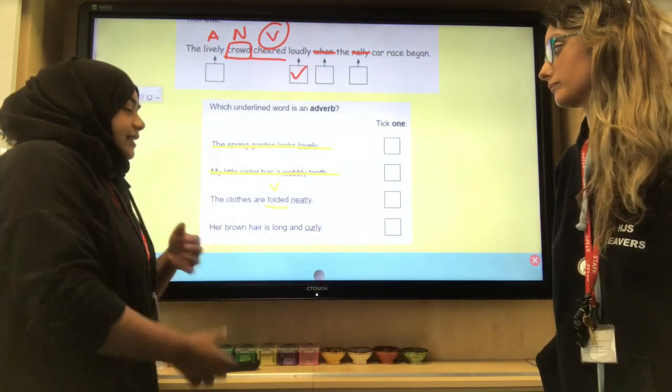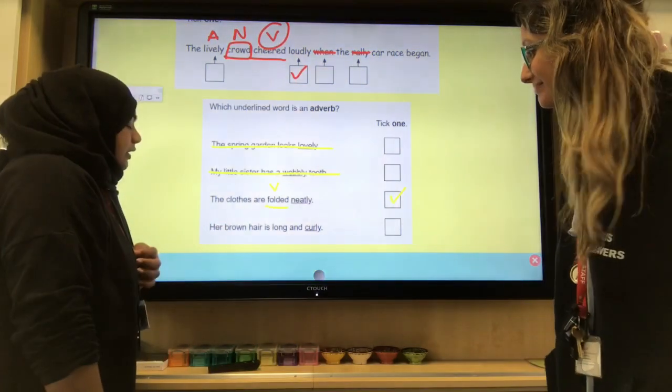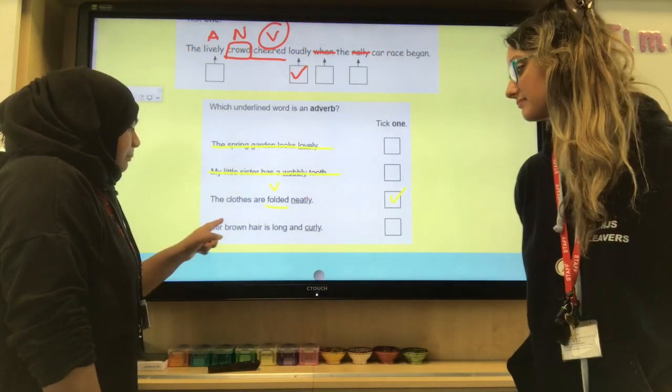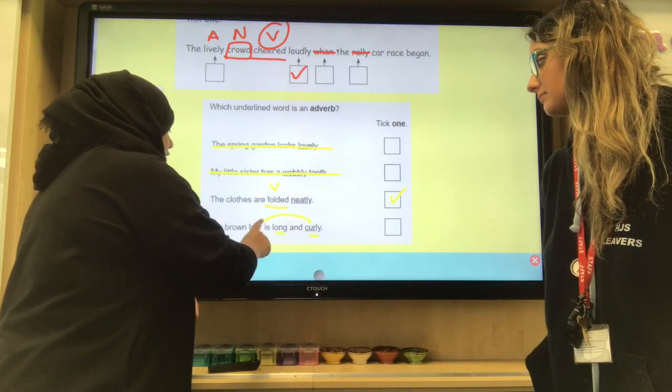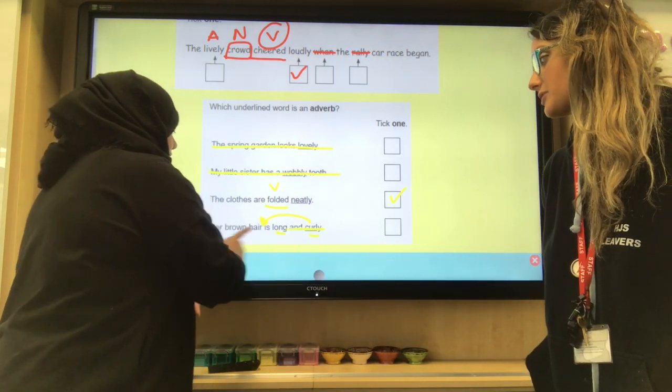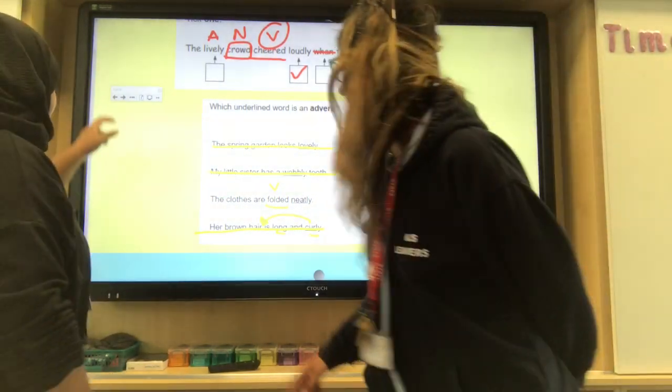They're folded nice and neatly. Not like Mrs. Gale's laundry. So we know it's this one. And then here, if we look at the last one, why can it not be this? Well, her brown hair is long and curly. Long and curly, they're both describing her hair, so they are adjectives. Okay, so hopefully you managed to identify the third one as the most accurate.